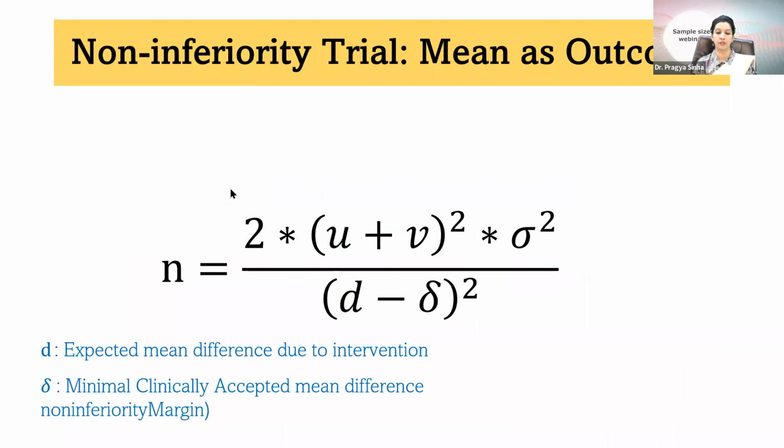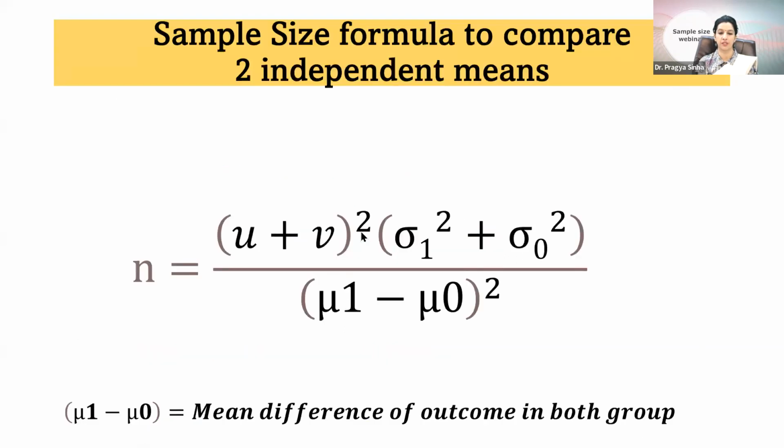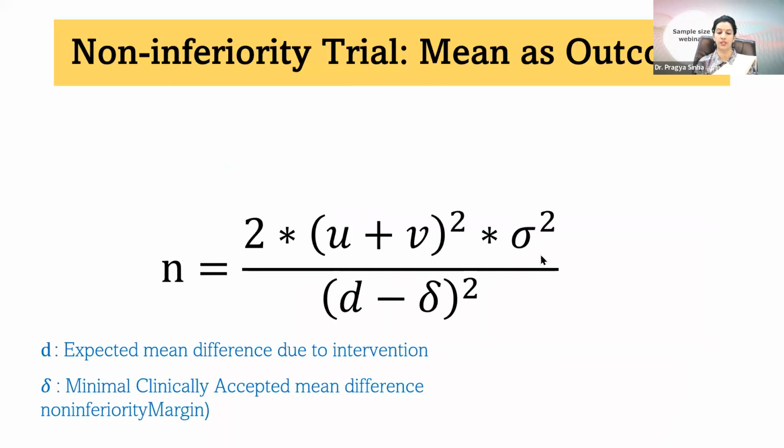So how do you do it? You multiply this by 2. That means in each arm, this (U plus V) square is the same, which you have seen here. What you do, you just square this, and then in the denominator, it is the D minus this delta. Now, what is this delta? This is the minimal clinically accepted difference. So basically, this delta is the non-inferiority margin, or in case of an equivalence trial, the equivalence margin. So this is in the case of a mean.